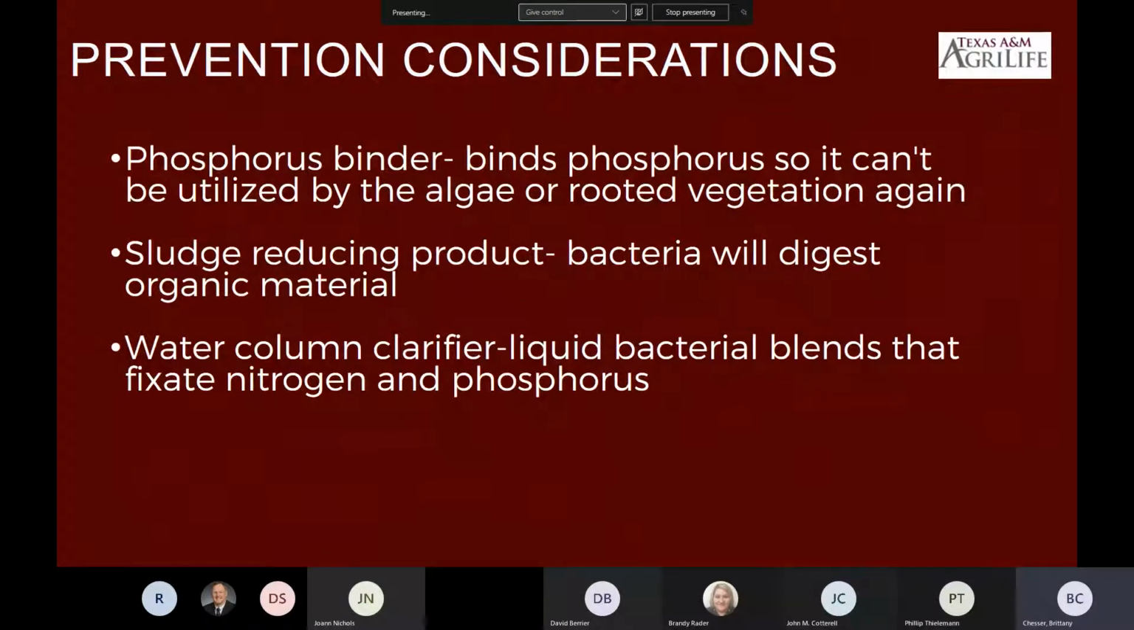These are just some prevention considerations. And so once you treat algae in your pond, when it dies, it releases all of the nutrients contained in it back into the water. And so there's a couple of different options, including phosphorus binders, sludge reducing products, and water column clarifiers that you can add to your pond either during or after treatment that may reduce the amount or may increase the effectiveness of your herbicide treatment or your management.